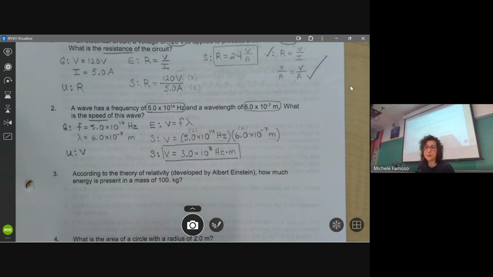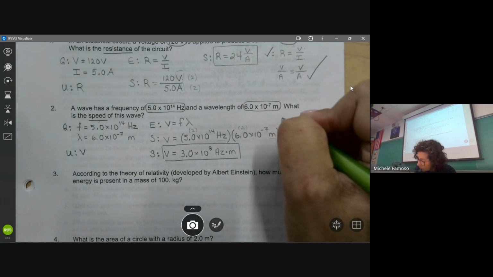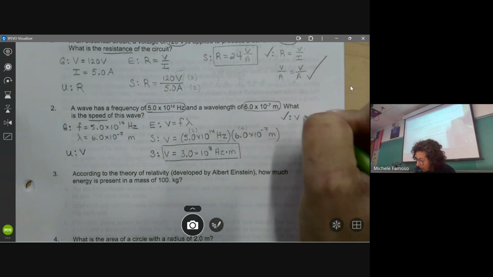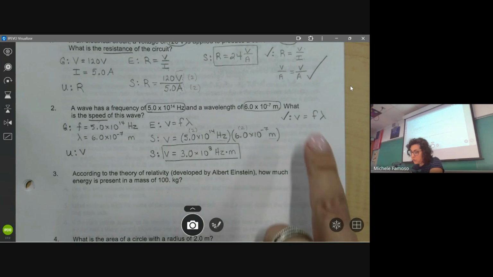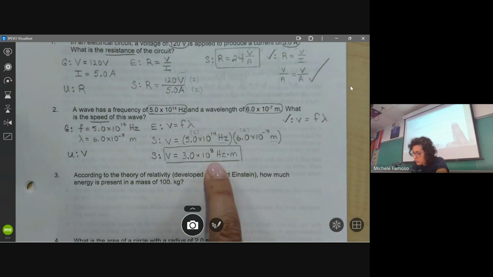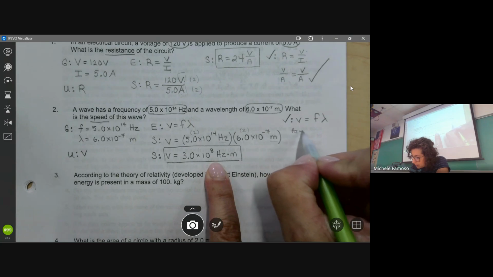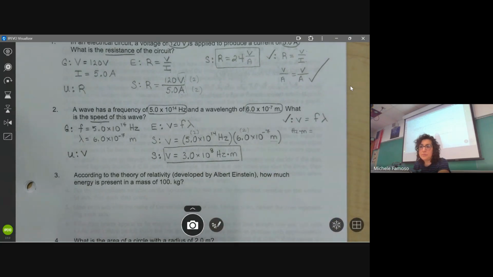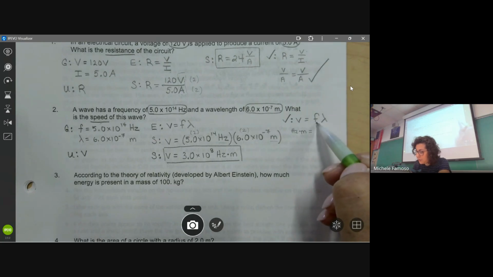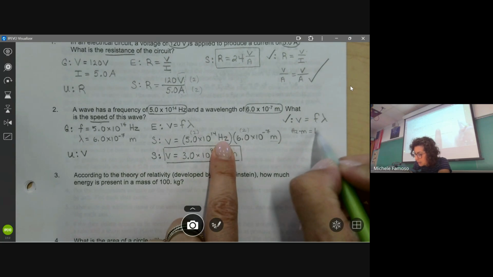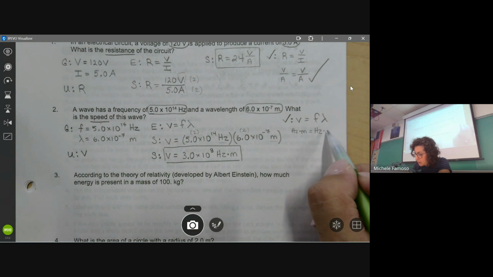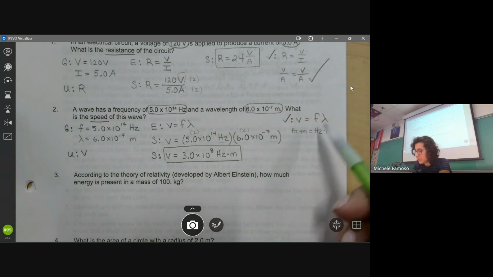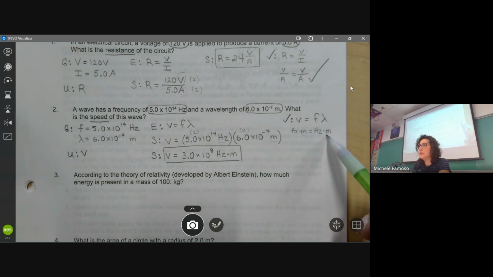And there's our answer. What's the very last thing I have to do? Check it. I want to check that the units match, that I have correct units for this equation, v equals f lambda. The units of v were Hz times m. The unit of frequency was Hz. The unit of the wavelength was m. Does the left equal the right?